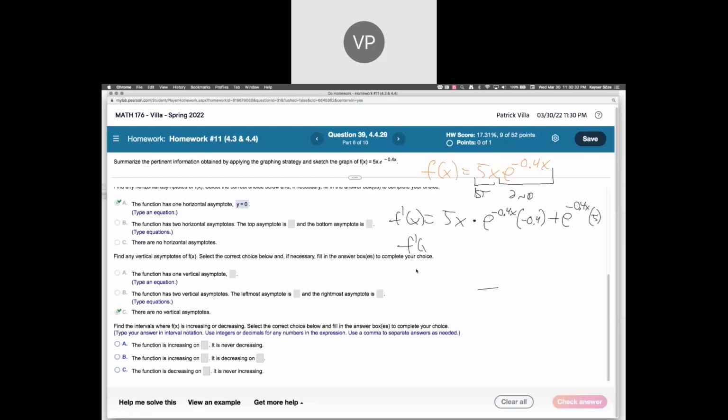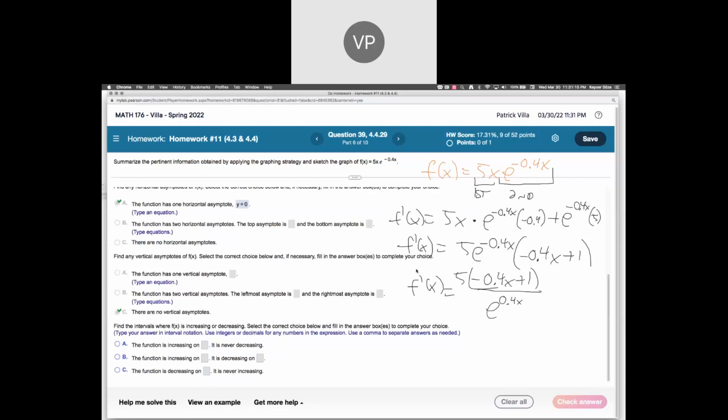Okay, and this next part is important. You want to clean this up the best you can. For example, I can factor out a 5e to the negative 0.4x, and what I'm left with is negative 0.4x plus 1. And I can clean that up even more to be negative 0.4x plus 1, times 5, all over e to the 0.4x. So these are all just different versions, different ways to look at this. Okay, but here's what we have to do.